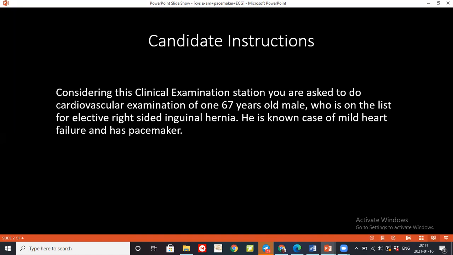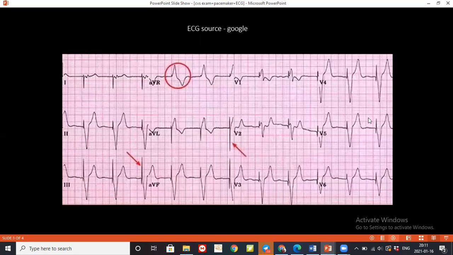If you do the ECG of this patient, how would you expect this to be? Can you help me to read this? Yes, please.